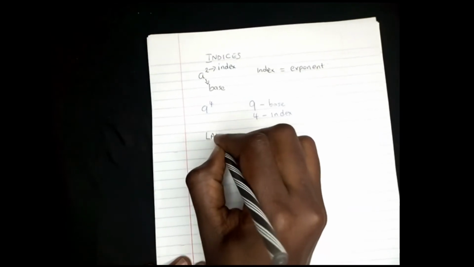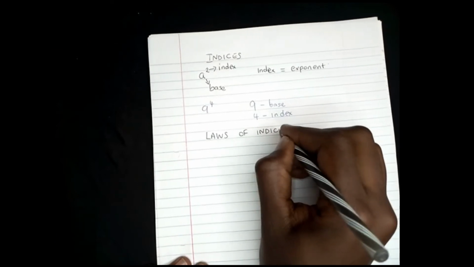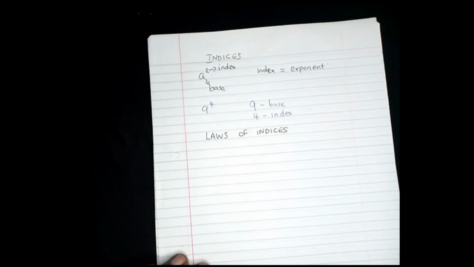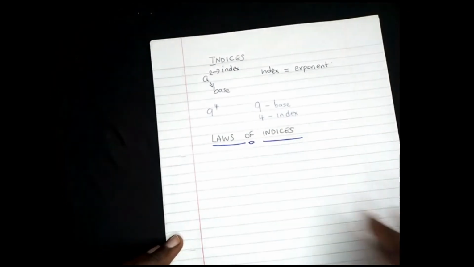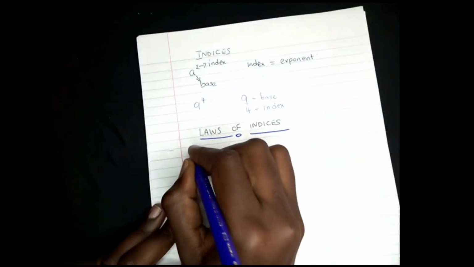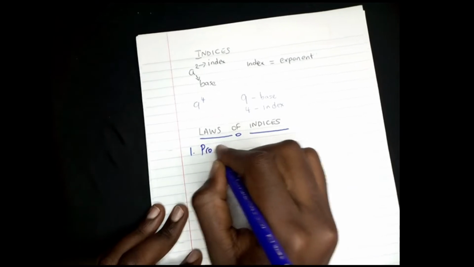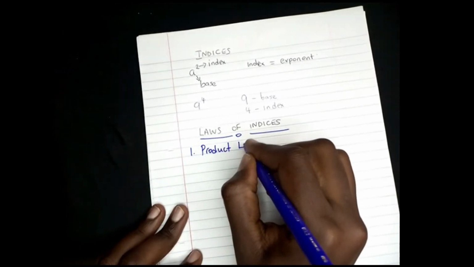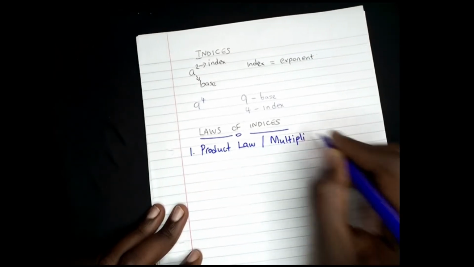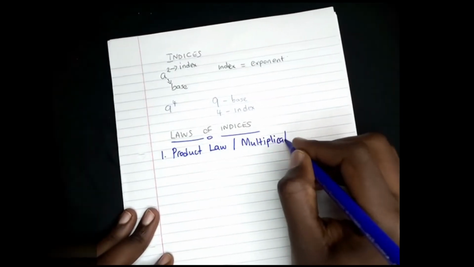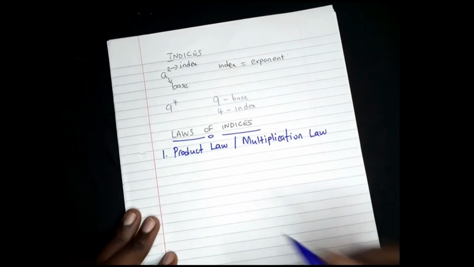The laws of indices. And the first law that we shall look at is called the multiplication or product law. And it goes like this.